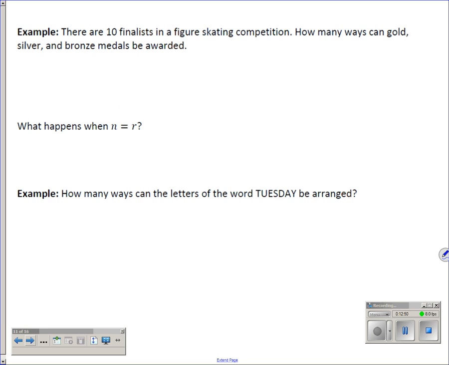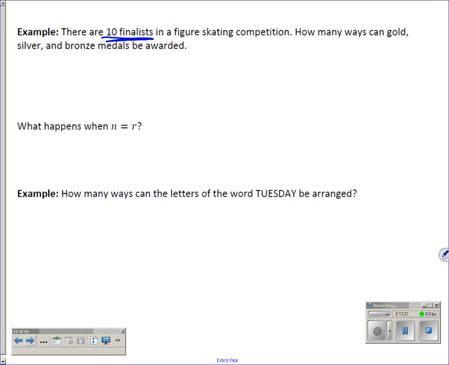It says you have 10 finalists in a figure skating competition. How many ways can gold, silver, and bronze medals be awarded? So here, when I'm taking out my groups of these 10 finalists, does it matter how I arrange them? Think about it. The first person would get gold, the second person silver, the third person bronze. Yes, it does matter, because it matters who I put first. Do you see what I mean by that?